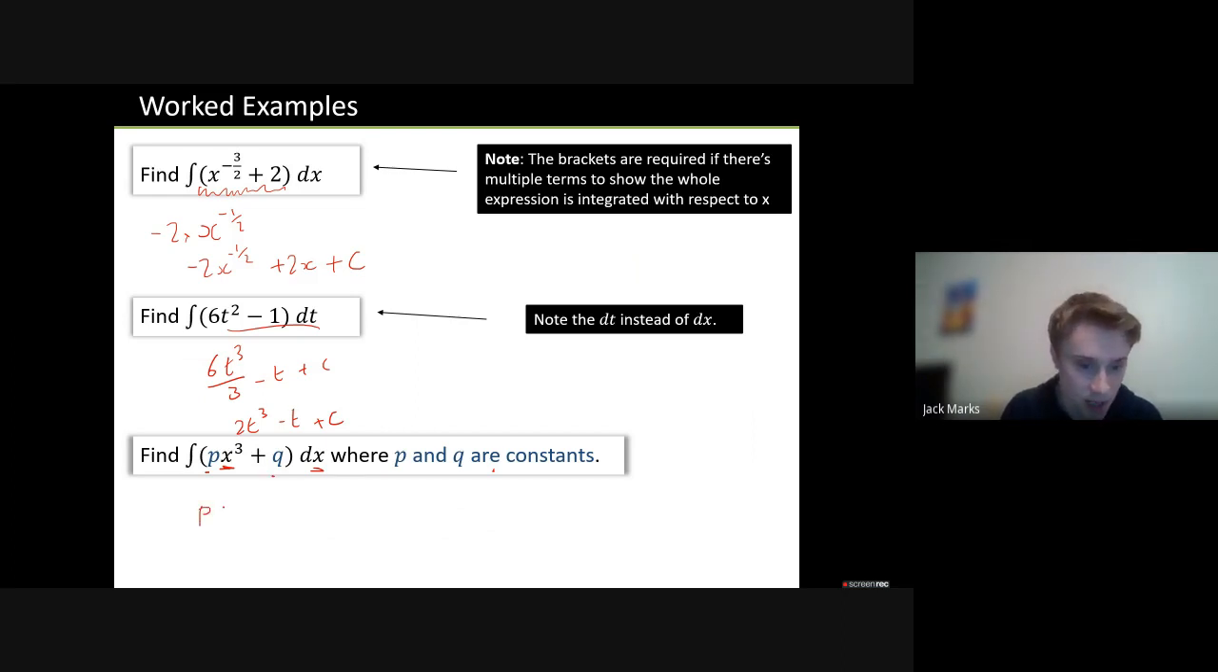So this would become px to the 4 over 4 plus qx plus c. And then perhaps you may write this as p over 4 x to the 4 plus qx plus c. Okay, so whatever that number is there, we divide it by 4. We can just leave it like that.